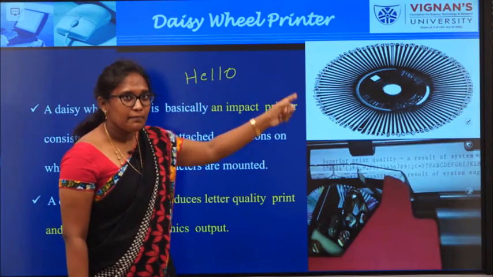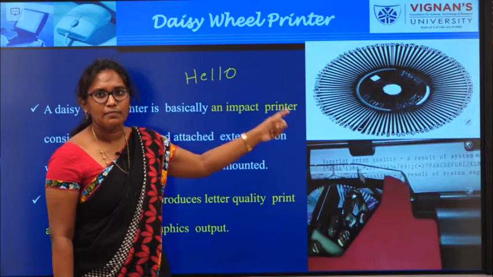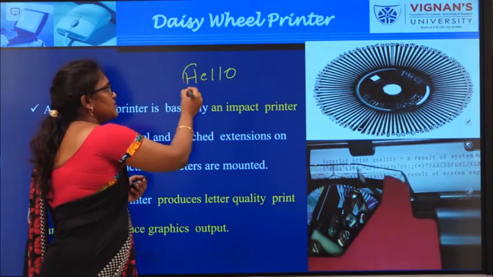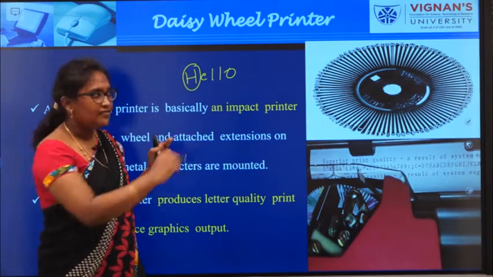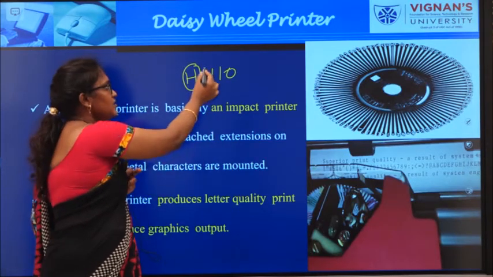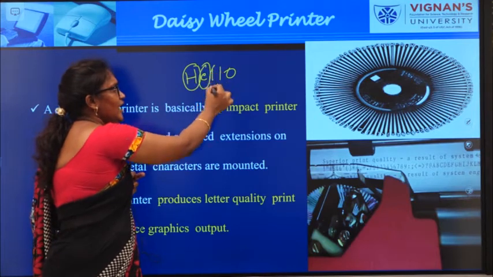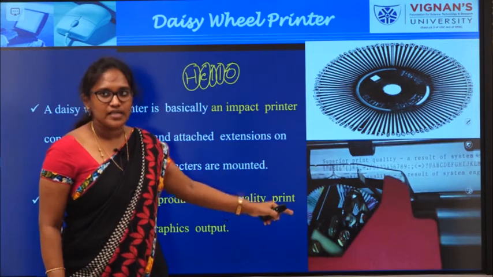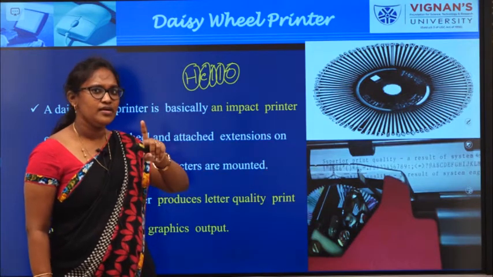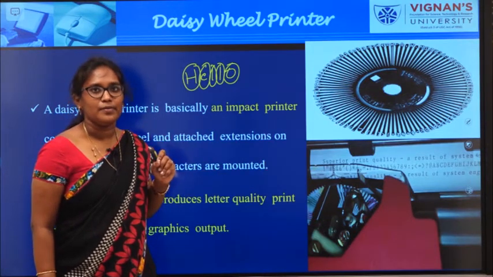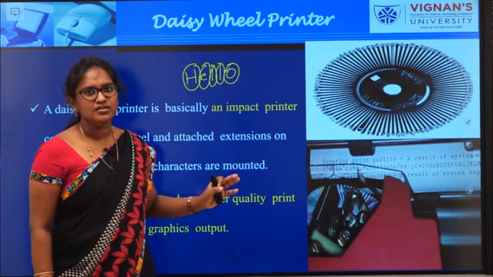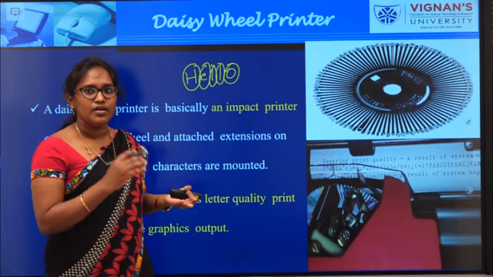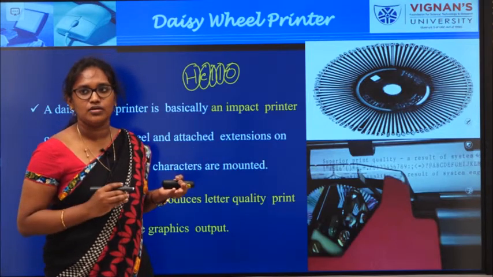That means one complete rotation will form only H. Next, after another complete rotation, it will form E, then L, then L, then O. That means for one particular cycle, it forms only one letter on the paper. That is also considered a drawback in this printer, because it takes plenty of time whenever you have to print a large amount of text.